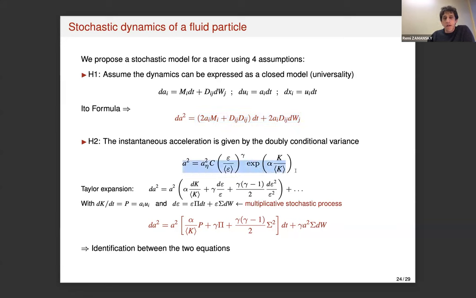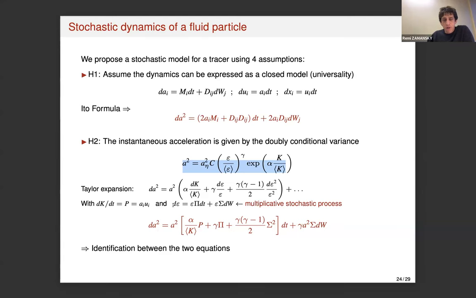And so we have that kind of relation between a, epsilon, and k. And making a Taylor expansion again, we can write the increment of a square with the increment of k and the increment of epsilon. And finally, using the relation we saw at the beginning, that the increment of k is connected to the power exchange, and so to the dot product between a and u, we can substitute and have that kind of expression where the increment of the square of A will depend on this term.